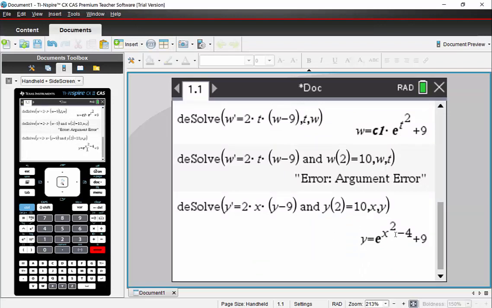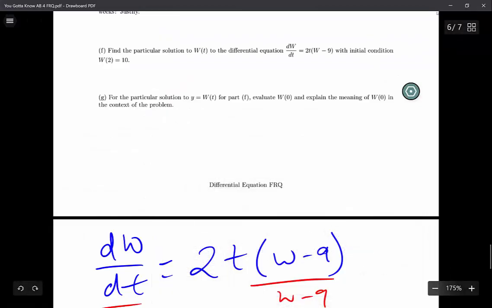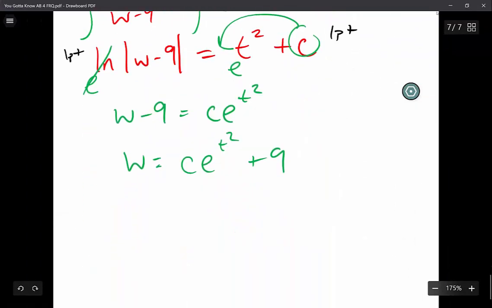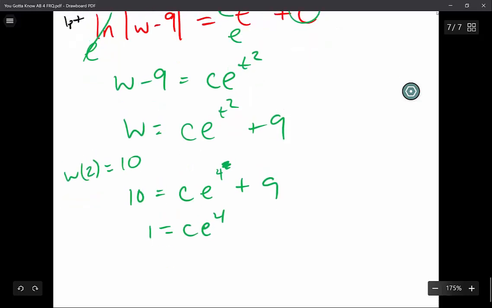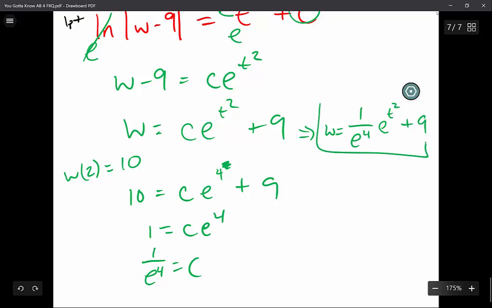So they're showing here that that's the final answer we would get to, and we can use that as what we need to get to. Now, if we're just doing it by hand, at this point W of 2 was 10. So we can plug in 10 for W, 2 for T, 2 squared is 4, plus 9. Subtract, we get 1 equals C e to the 4. Divide, we get 1 over e to the fourth equals C, and that's e to the negative 4 as well. So that means W equals 1 over e to the fourth times e to the t squared plus 9. And that's our answer.